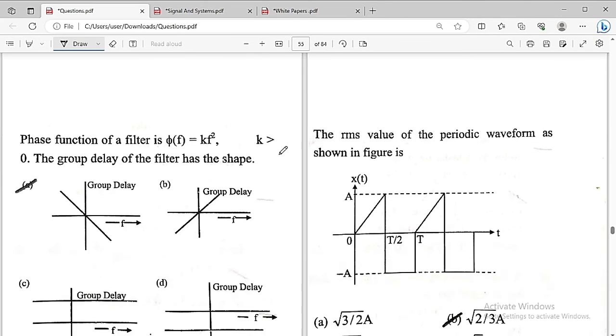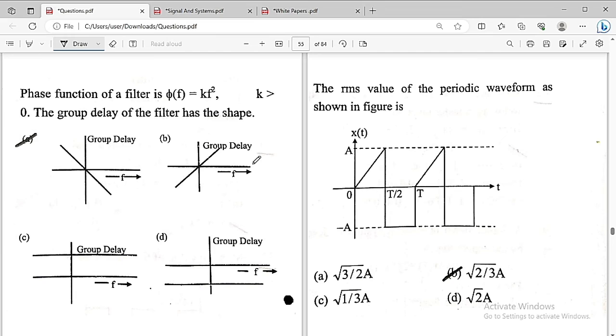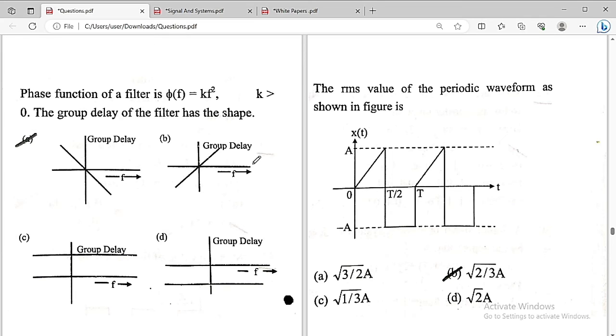So now we are going to solve another question. See the question here. The phase function of a filter is phi of f is equal to k into f square, where k is greater than 0. The group delay of the filter has the shape. So listen carefully. The phase function of a filter is given as phi of f is equal to k into f square, where k is greater than 0. Then what is the group delay of the filter? The group delay of the filter has the shape.